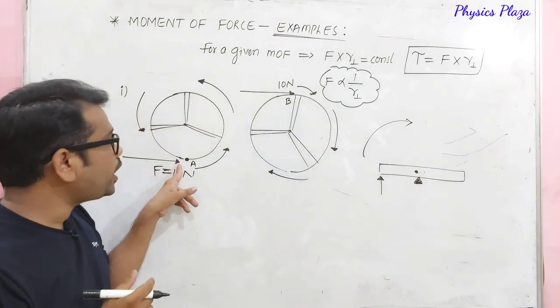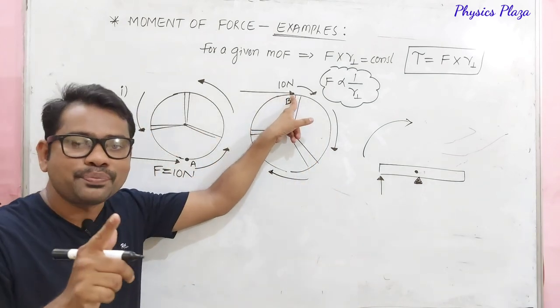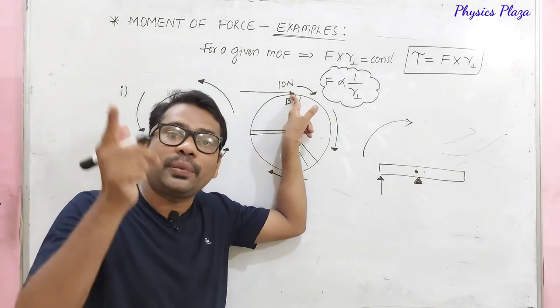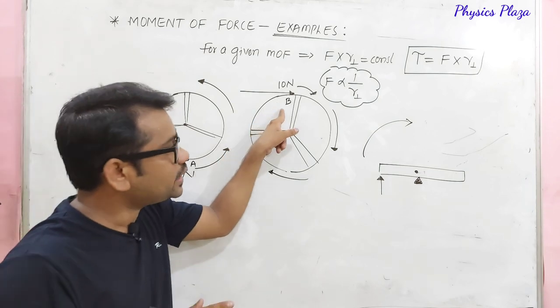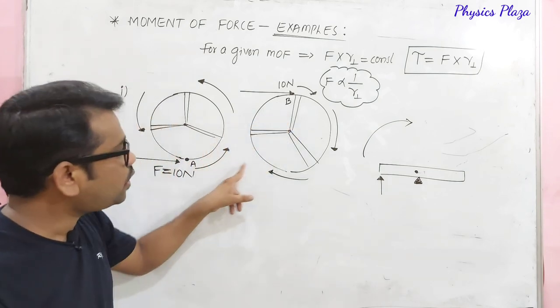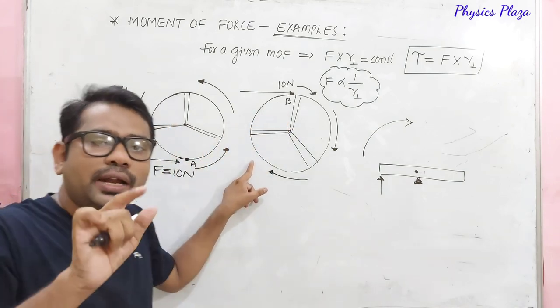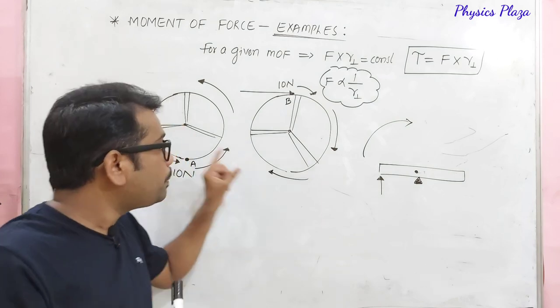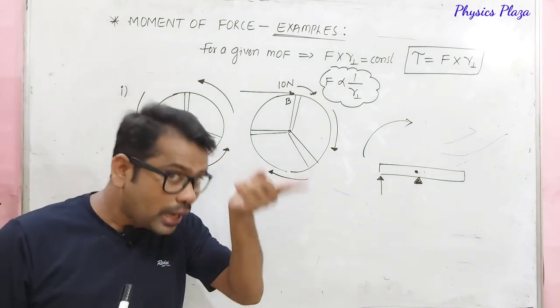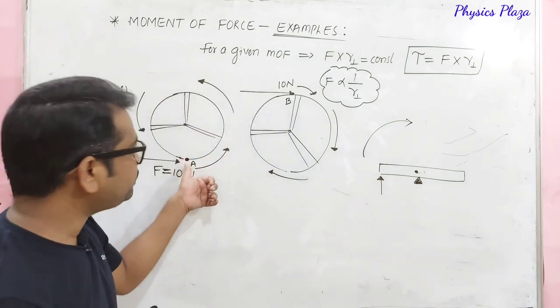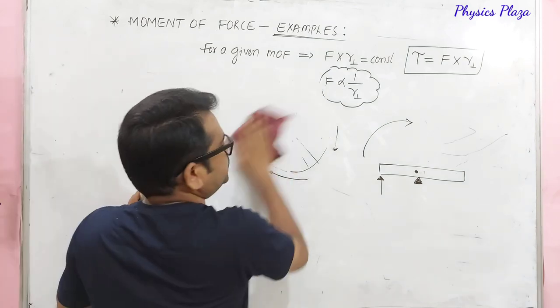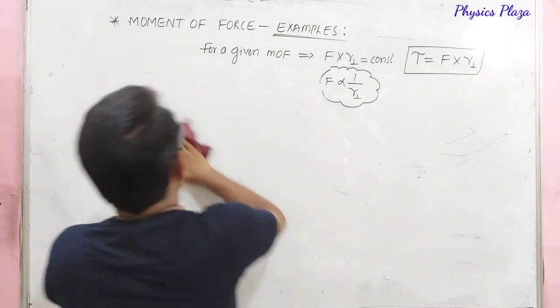The answer is, by changing the point of application of force. Before, it was acting at point A, but in this case it is acting at point B. This is how we can change the direction of rotation of the body, not by changing the direction of force, but by changing the point of application of force. Just copy it. So this is how we can understand.